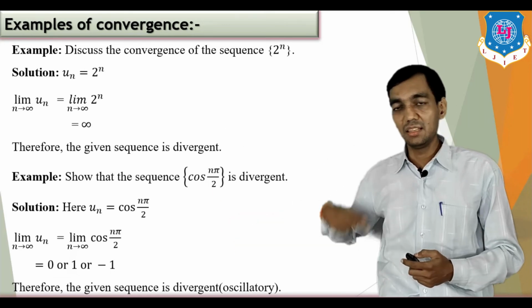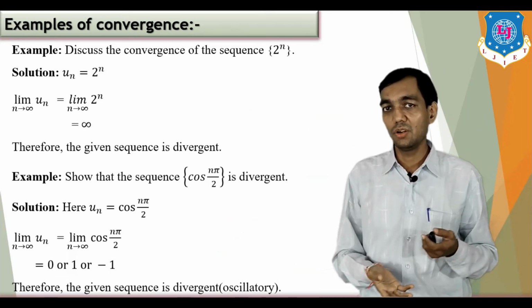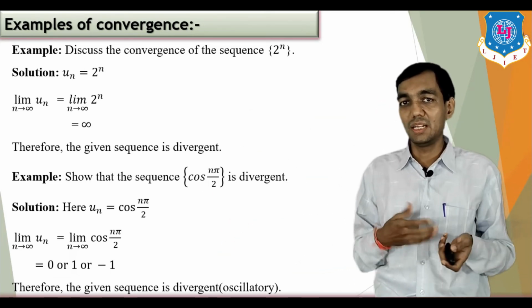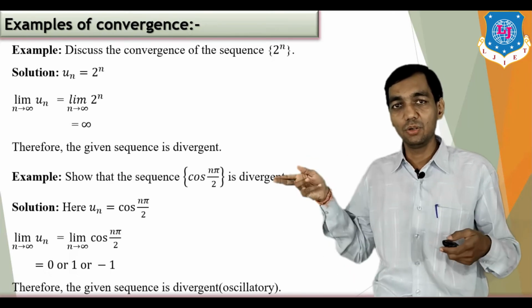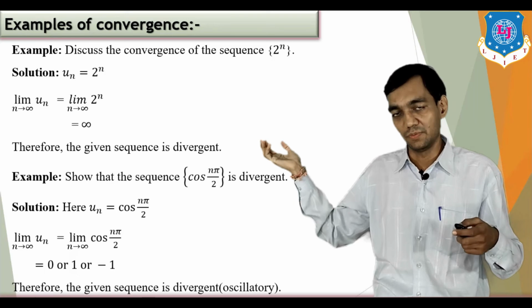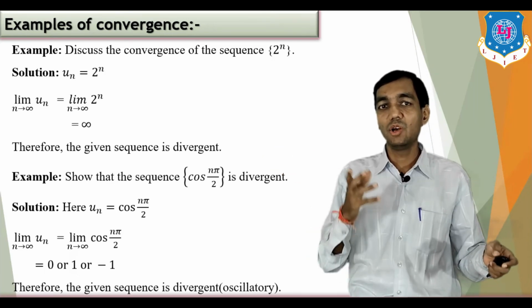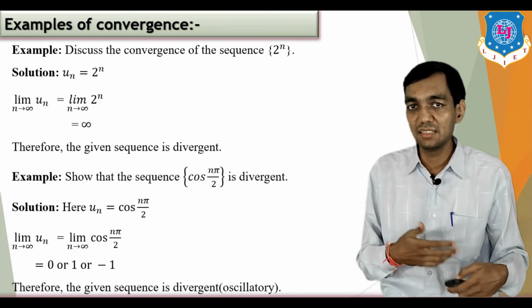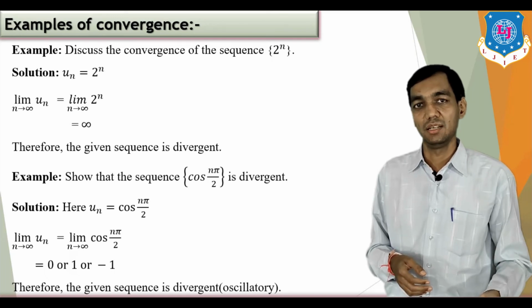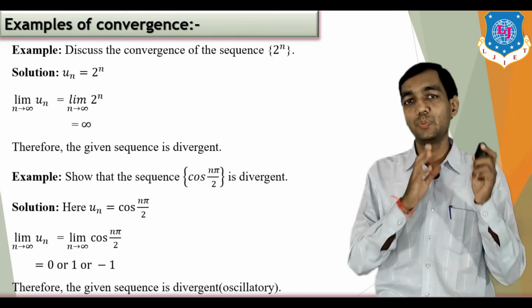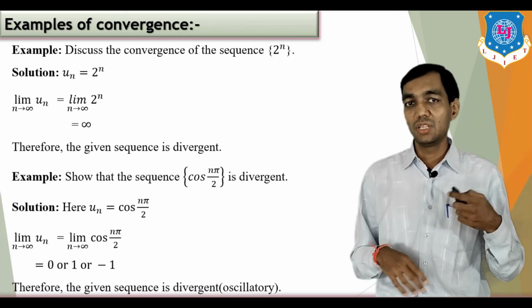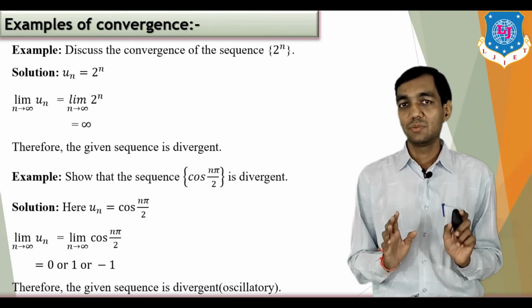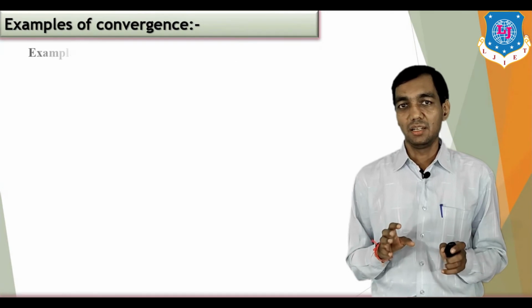So considering it in this manner, you cannot tell where n is going to stop at infinity. So you have 3 different limits. Either it is 0, or it is 1, or it is minus 1. So that's why you have more than one limit. In this case, the sequence is said to be oscillatory. Oscillatory is nothing but a particular form of divergence. So whenever you have more than one limit, your sequence is said to be oscillatory.